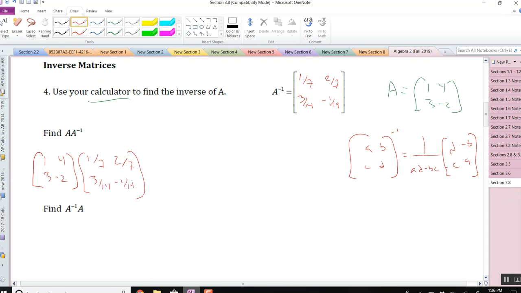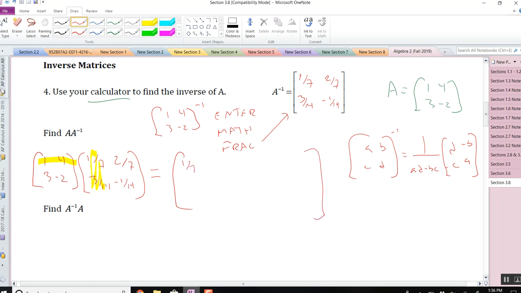And again, remember, we found the inverse by taking our matrix 1, 4, 3, -2, raising it to -1. And after I hit enter, I did math, frac, and it got me that. Now, if I were to actually multiply this out, if I were to multiply this row with this column, here's what's going to happen.